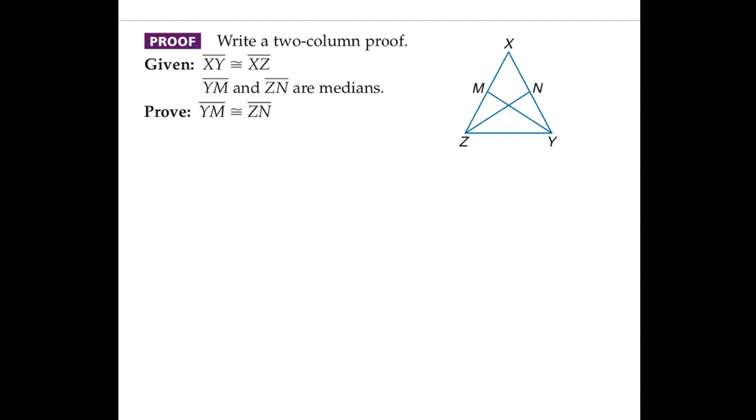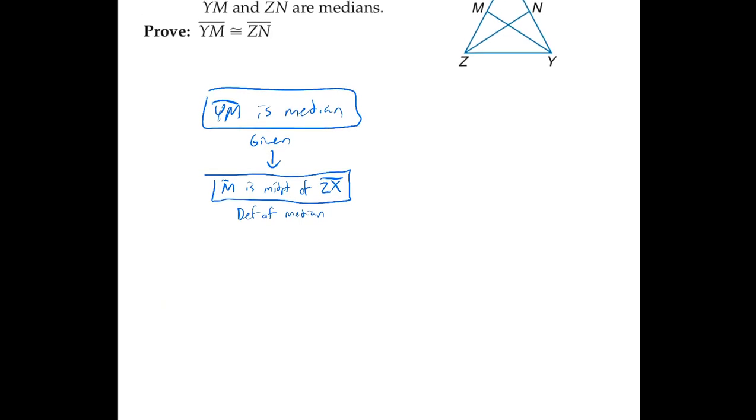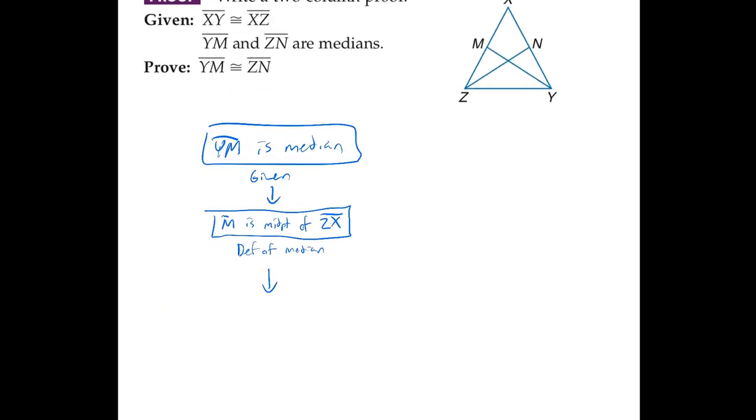Okay, what we need to do now, though, is we need to say, okay, well, if YM is median, and I'm going to just copy this and change the letters, so I'm going to do it. So that means that M, whoops, not line segment M, is midpoint of ZX. Okay, and that's by the definition of median. And so that tells us that X to M and M to Z are the same. Okay, that's by the very definition of a midpoint.